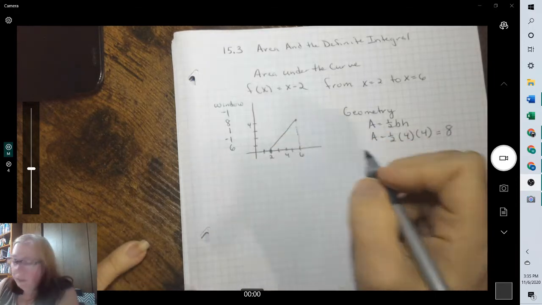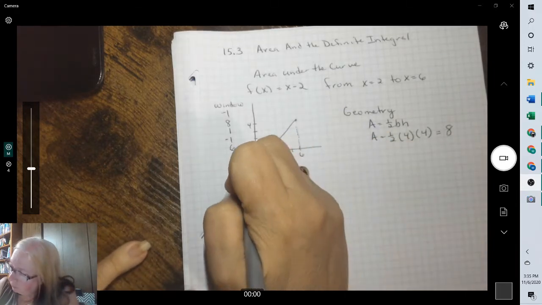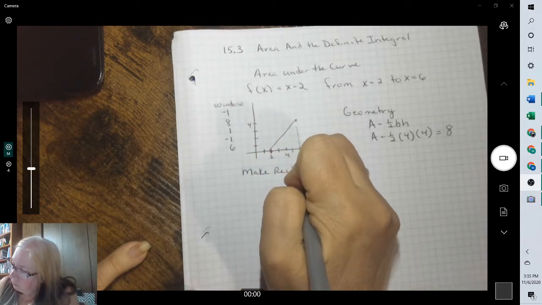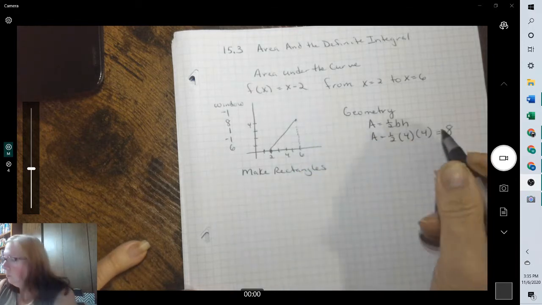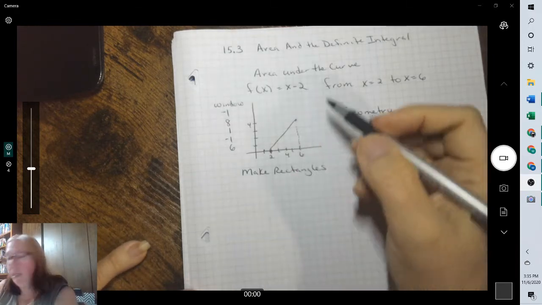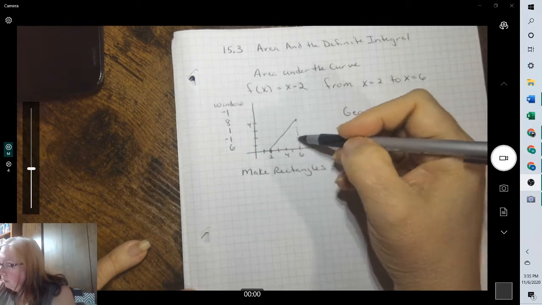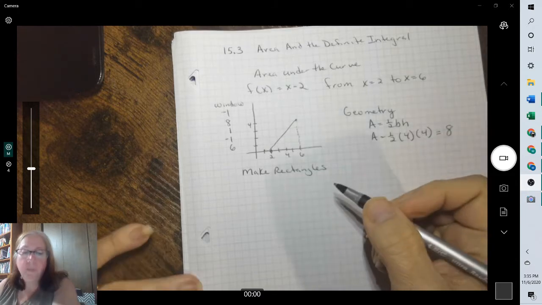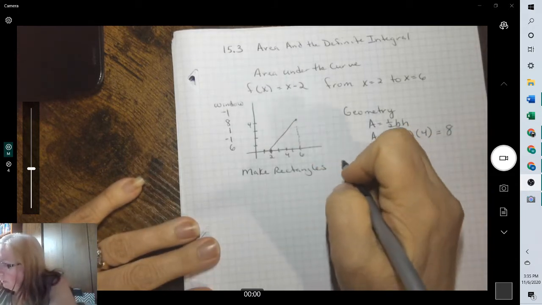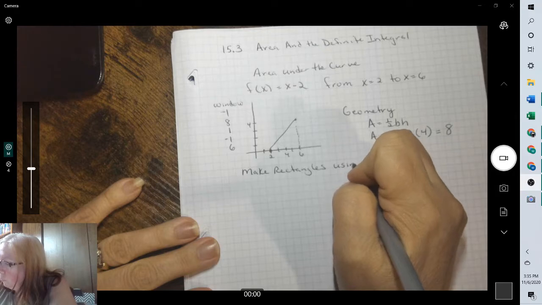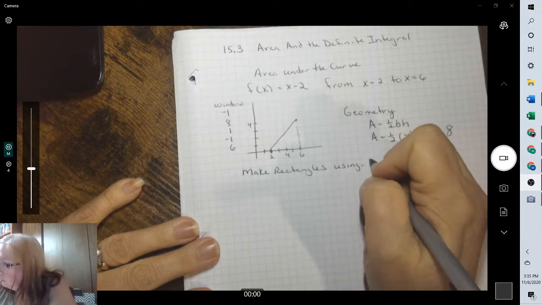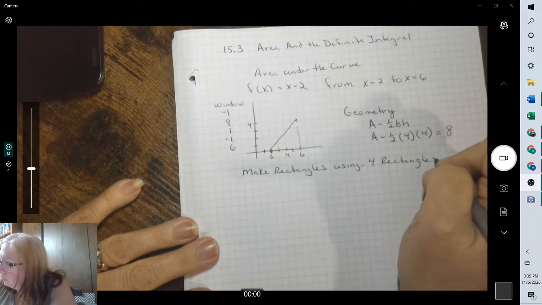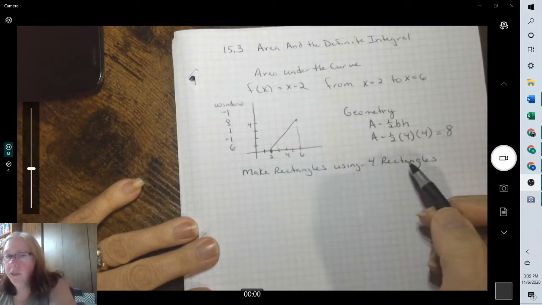Now another way of doing it is to make rectangles. Before we had formulas for geometry, we made a bunch of little rectangles, and you add them together and it'll find that area. It's an estimate. Now if we're going to do it with 4 rectangles, that means we're breaking this up into 4 sections.